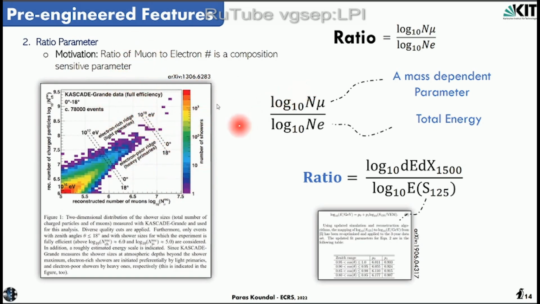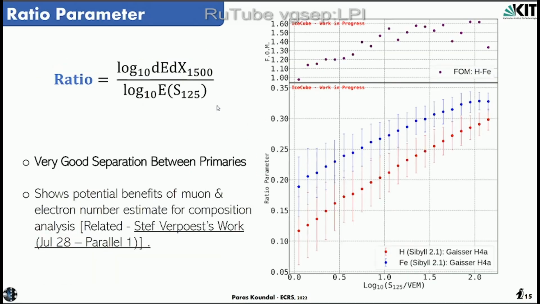However, what we lack in IceCube is the ability to separately measure muons and electrons. So just as a quick check, I use some proxy parameters for these. And the quick results from this, as you can see by the plot on the right, we see a really nice separation between proton and iron over the whole energy range.